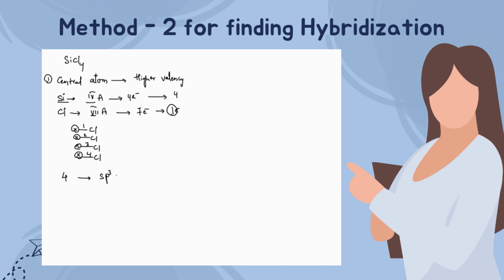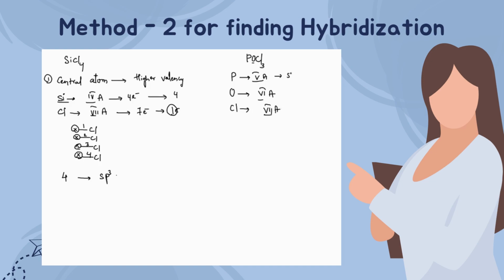Okay. Similarly, if you look at another example like POCl3. Okay, POCl3 is the molecule. Now here we have two different atoms, not just chlorine, there is another atom, oxygen, and phosphorus. Now we need to again find out the central atom. Phosphorus belongs to 5th A group or nitrogen family. Oxygen belongs to 6th A group or chalcogen family, and chlorine belongs to 7th A group or halogen family.